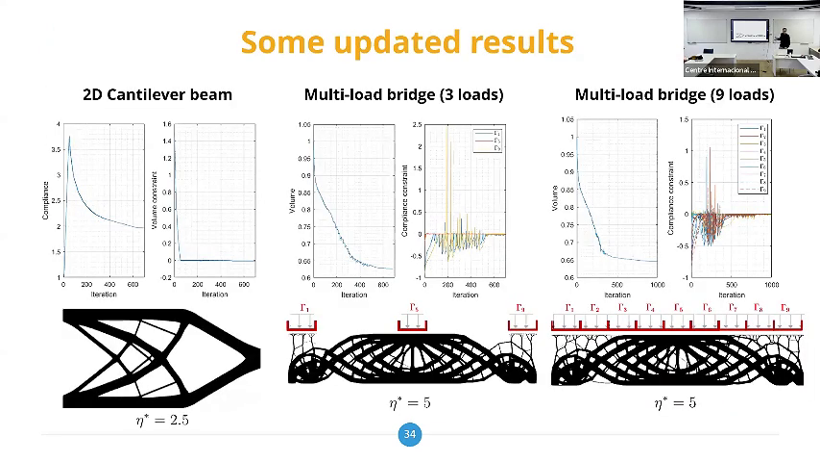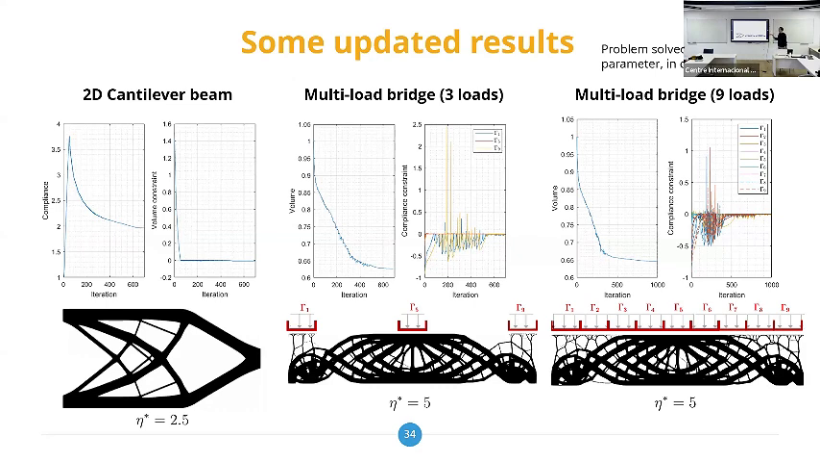And here I can show you some updated results using this approach. The cantilever beam and the multi-load bridge with 3 and 9 loads. And we can see that now the results are successfully obtained, and the oscillations near 0 are decreased with a high magnitude. For instance, the multi-load bridge with 9 loads, we start at the beginning with a lot of oscillations, but in the end we have very, very low oscillations. So it's a great advance in this regard.